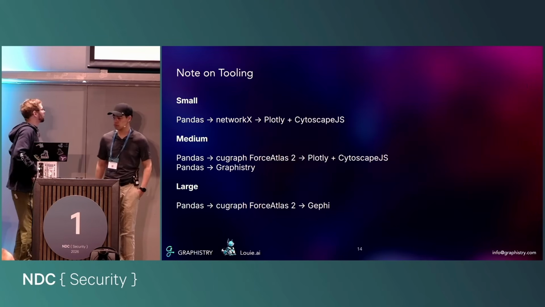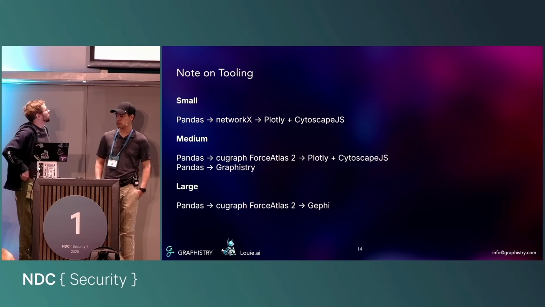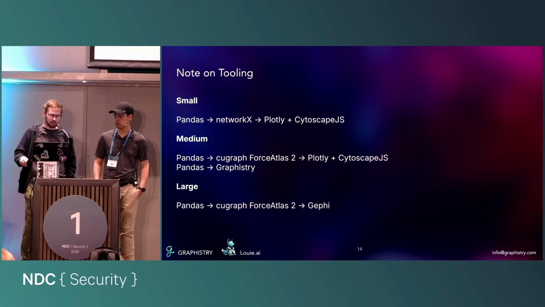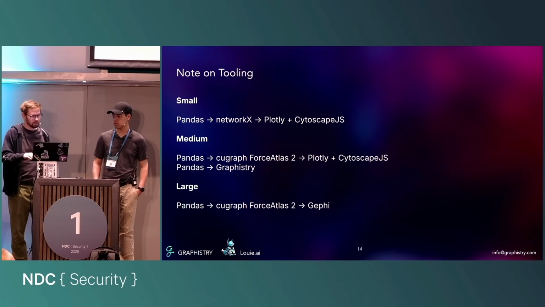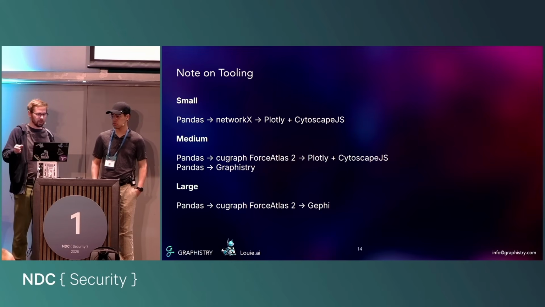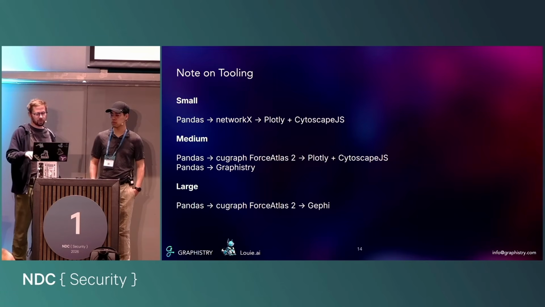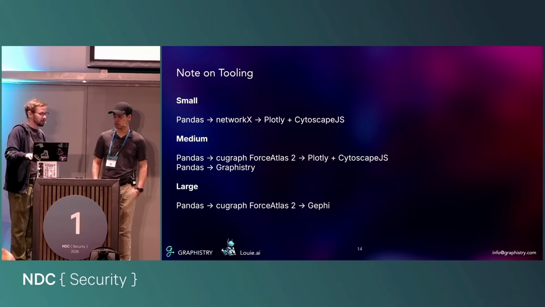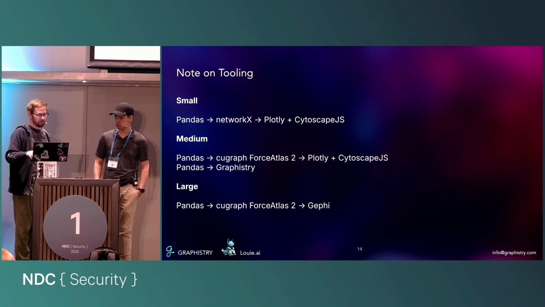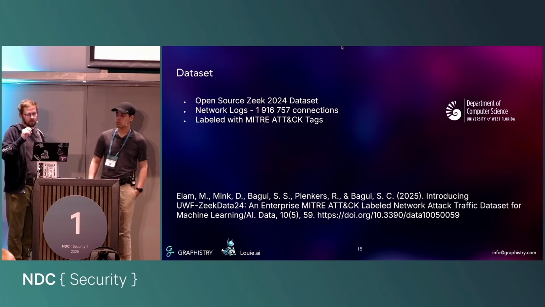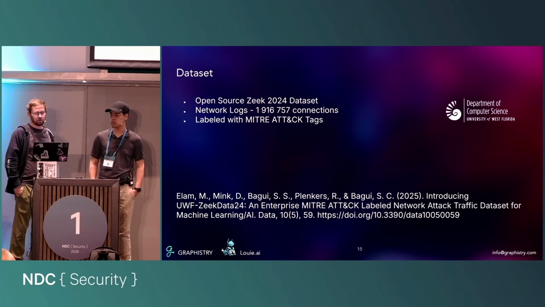So yeah, what we're using for this when we're starting to demo stuff is pandas and NetworkX for the small one, Plotly and Cytoscape. And for the medium one, pandas and cuGraph, which is the NVIDIA version of NetworkX, Plotly and Cytoscape again, and we're doing one version where we're doing just pandas and straight into the Graphistry render. And for the large one, we're doing pandas, cuGraph, and Gephi, just to show that you can do this on your own. So the data set we're using is a data set coming out of the University of West Florida.